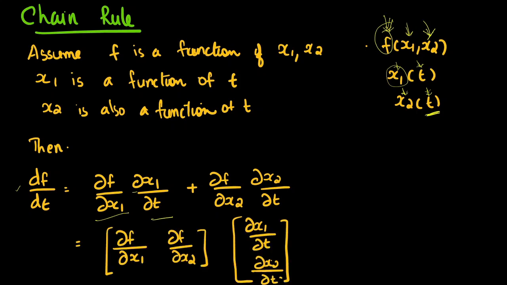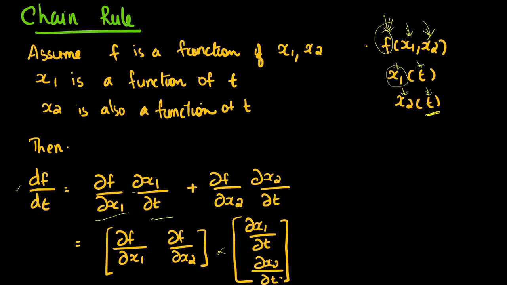And it can be written in the matrix form like this: dou f by dou x1 and dou f by dou x2. That's the first matrix. The second matrix gives you the x1 and the t terms, dou x1 by dou t and dou x2 by dou t. So it will be written as a product of these two matrices. So the differentiation can be calculated like this.